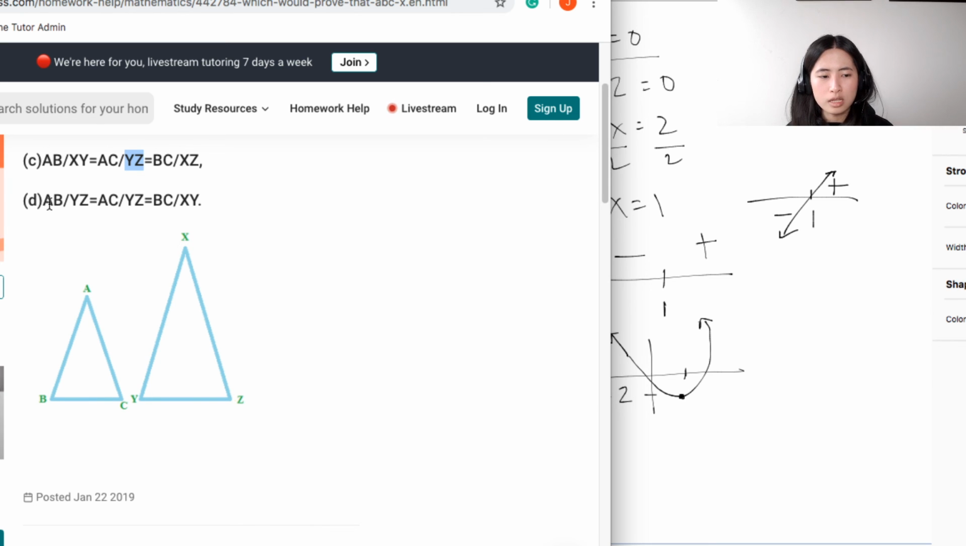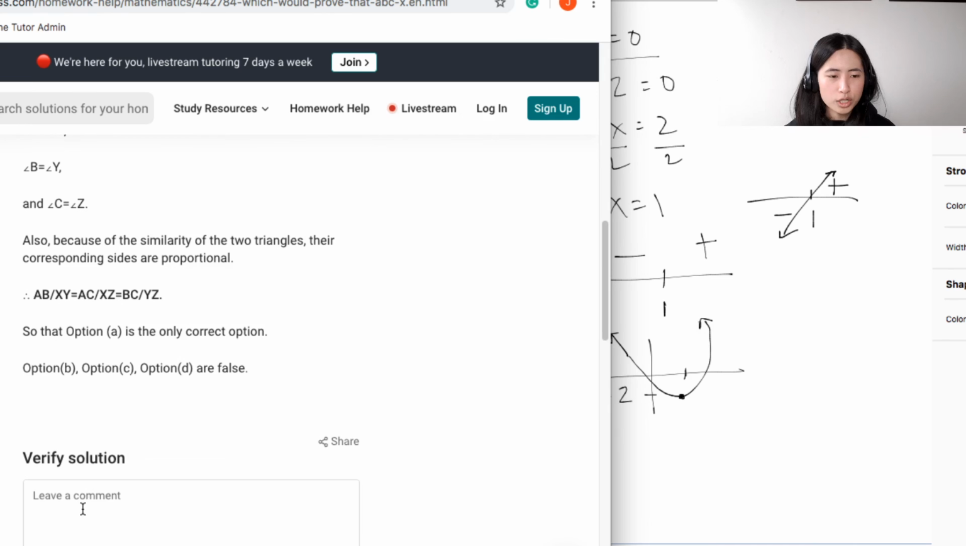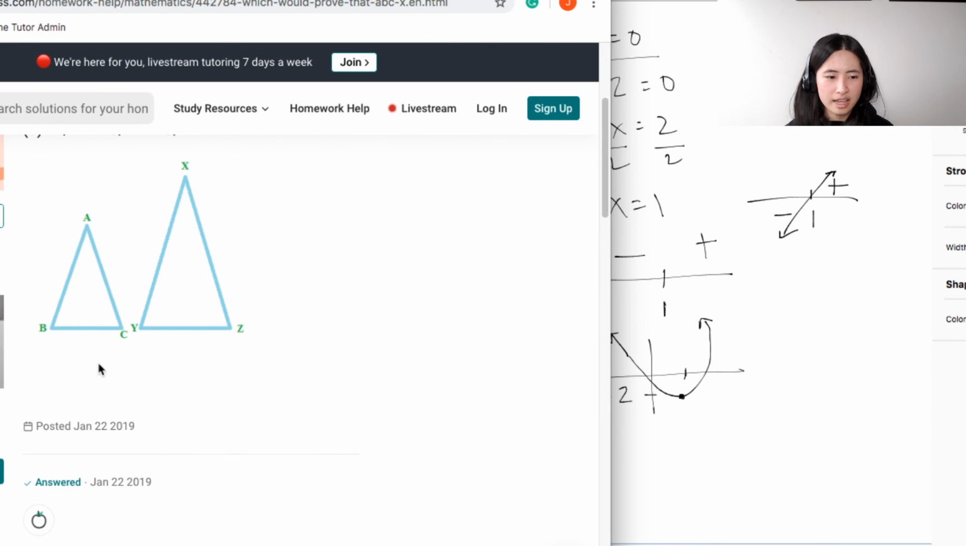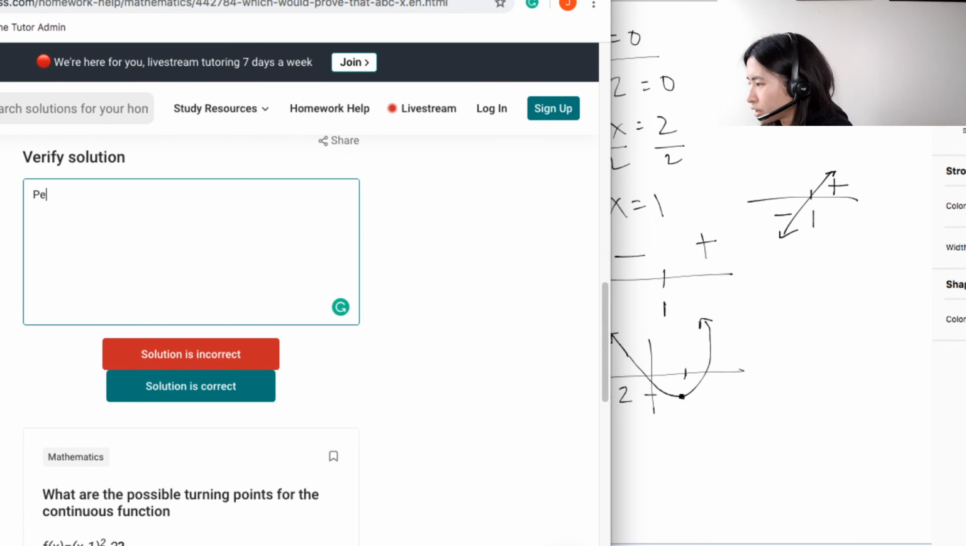Okay, so for part D, you have AB corresponding to YZ. Okay, as you can see, they're not corresponding sides. That's why B to D, they're incorrect. So we're trying to say that this is a side, side, side similar triangle. So I have nothing to correct, so it's a perfect solution and answer.